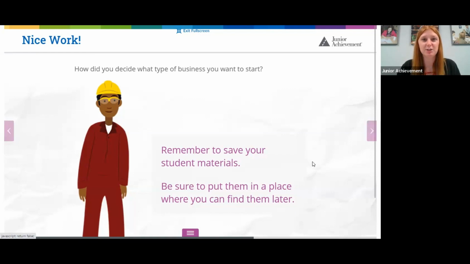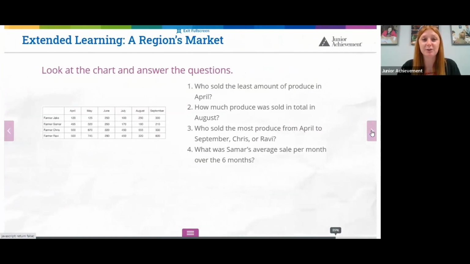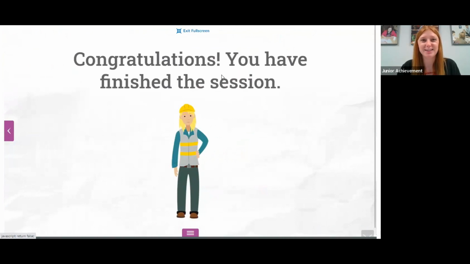Once you're done, you can just wrap up the main points of the lesson. And then if you have extra time, you can always do the extended learning opportunities that are in this session.